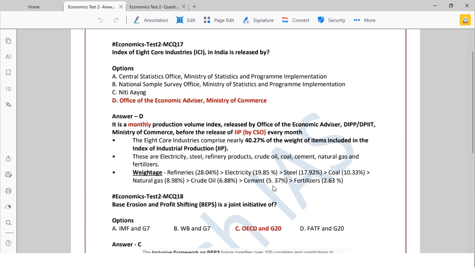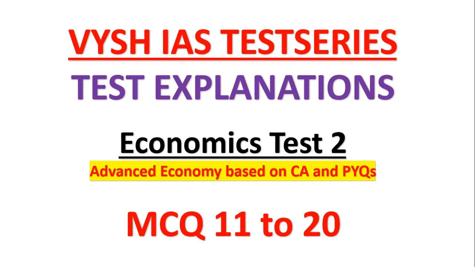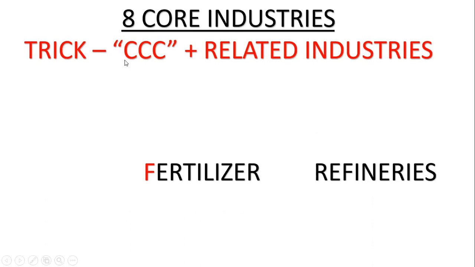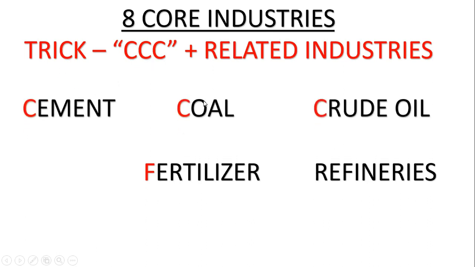So how to remember this, I'll show you a very easy trick. Here, just remember CCC. CCC means 3 things you have to remember: cement, coal, and crude oil. These are very important sectors in themselves. When you think, these 3 will surely come to your mind. Cement is one industry which you need, coal is one for energy, and crude oil.